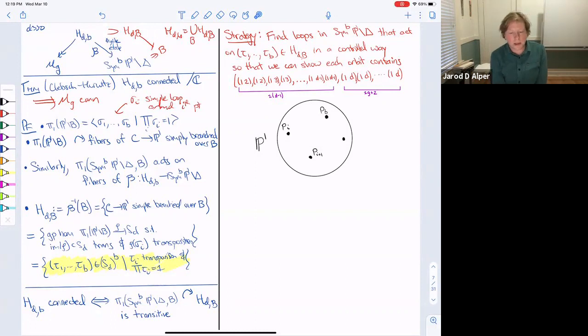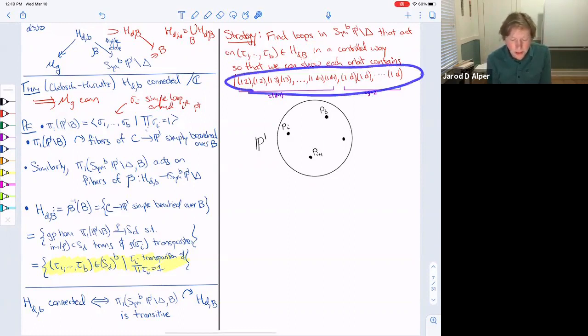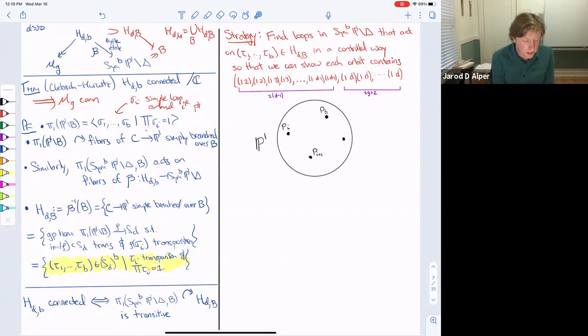So this gives us now a combinatorial strategy to prove connectedness. And I've tried to explain this over here. What we want to do is show that this action is transitive. So we're just going to cook up explicit loops in this space that act in a prescribed way on b ordered transpositions. Namely, there's a particular ordered set of transpositions here that every element can be moved to. Let's call this guy tau star.